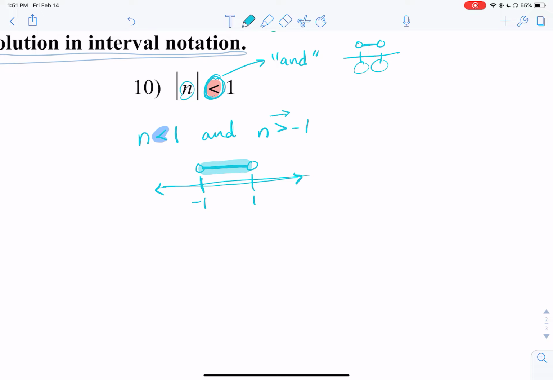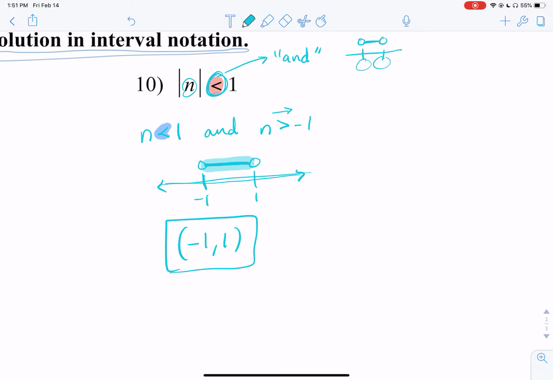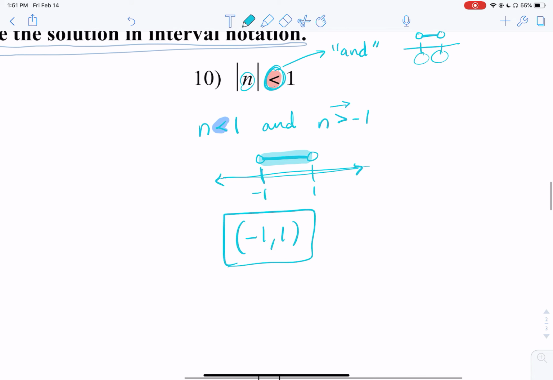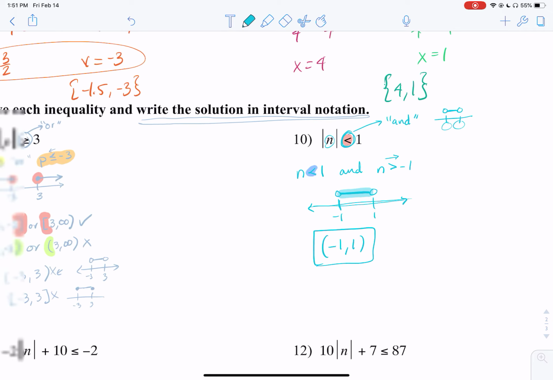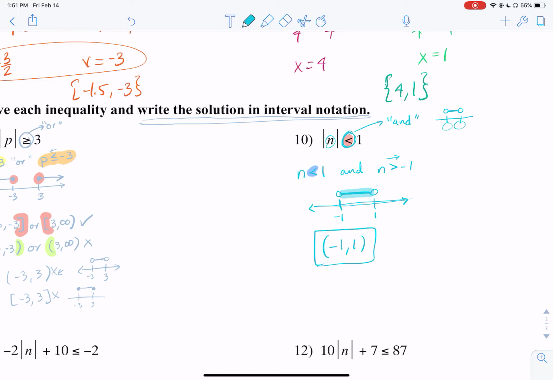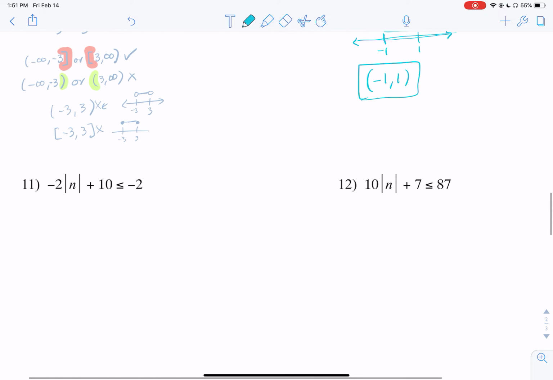And as an interval, the way that you're going to look for the answer choices is in this form. It'll go from -1 to +1, and we would have to use parentheses. So for number 10, you'll look for an answer choice that looks like this, okay? For number 9 and 10, you'll look for the answer choices that look like this. But again, everything's going to be in interval notation.